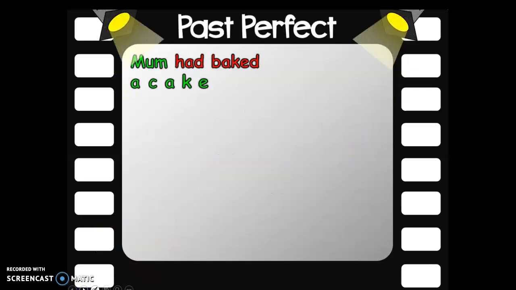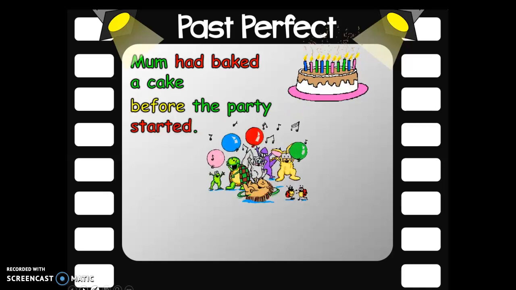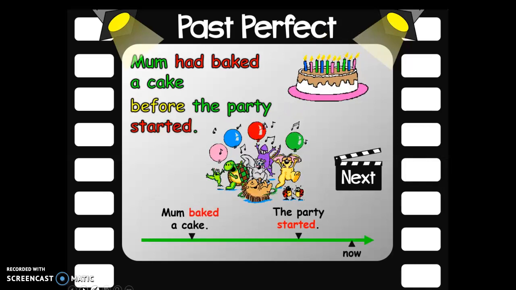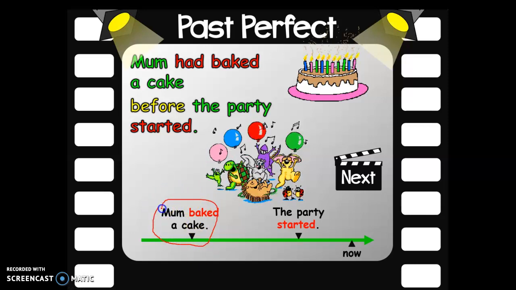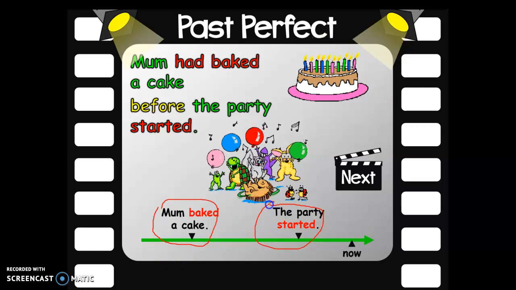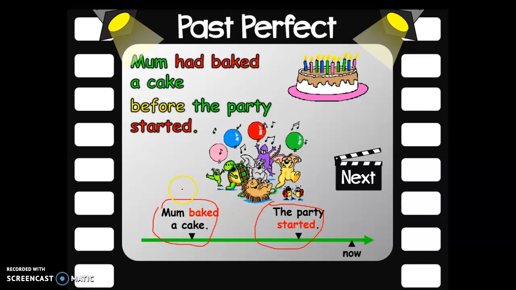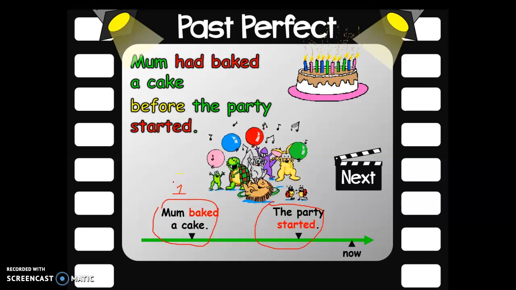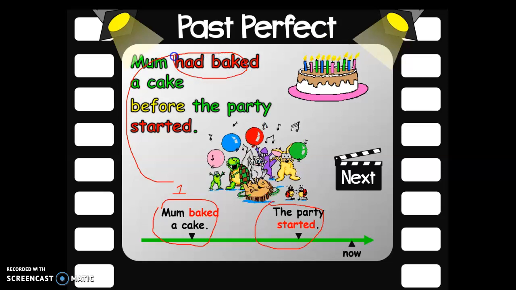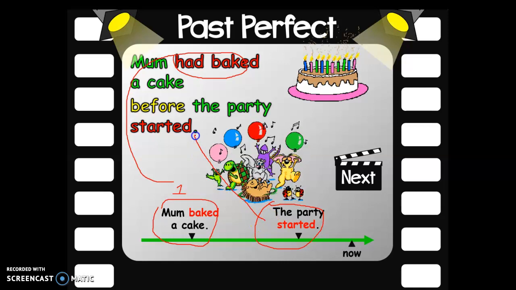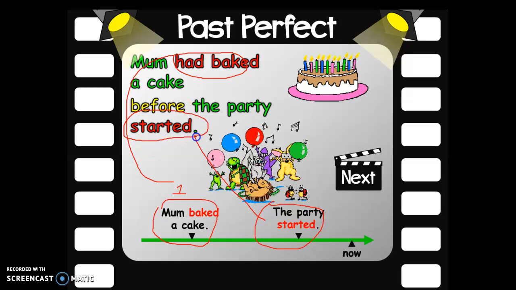For example, Mom had baked a cake before the party started. The first thing that happened is that Mom baked the cake. After that, the party started. Here we have two actions. The first action is going to be expressed in past perfect. And the second action is going to be expressed in simple past.